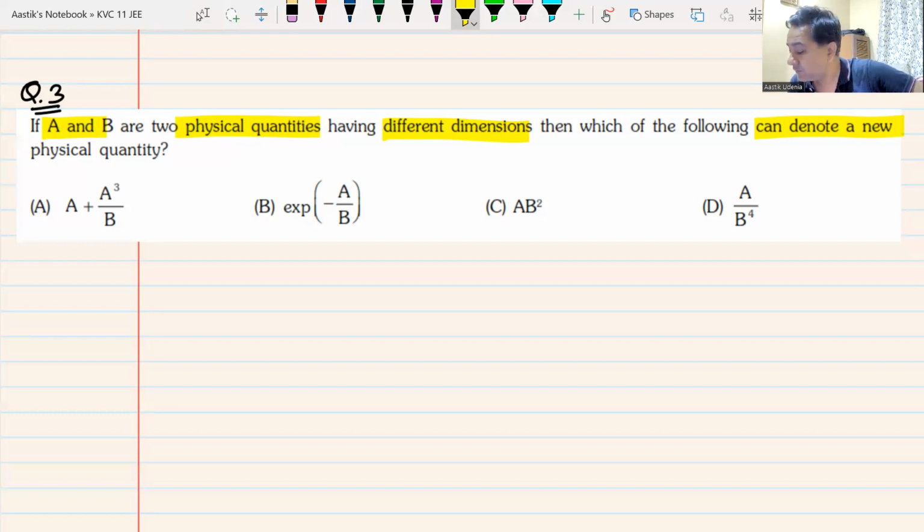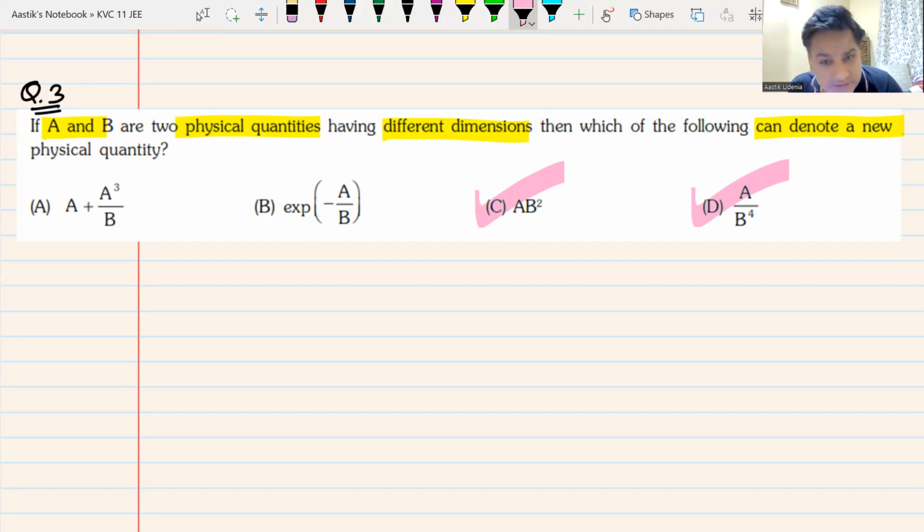C and D, sir. Which one, beta? C and D, sir. C and D definitely will denote different physical quantities. Yes, my dear friend. What about A and what about B? If you give an answer, you also tell me why the other answers are not possible. Yes, bacha, tell me why A and B are not possible?